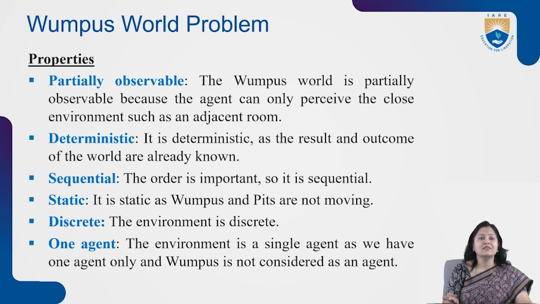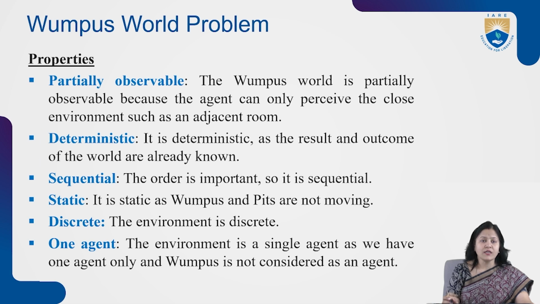The next one is static. It is static because the Wumpus and pits are not moving. They are constant here, and the position of the agent is also constant at the first location. Wumpus and pits are constant, and they are not moving anywhere. And discrete means what? The environment is discrete, like countable, a finite number of outputs we can get. That is why the environment is discrete.